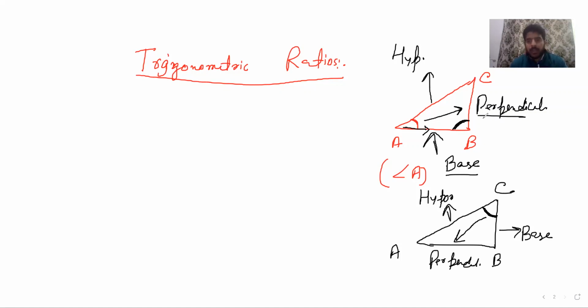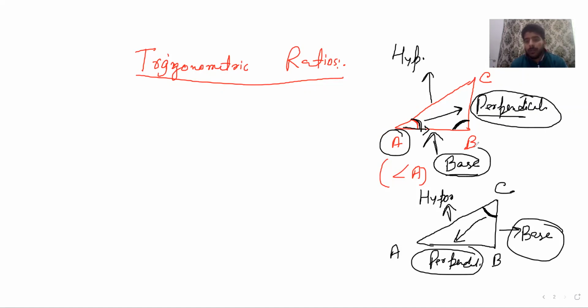So the base and perpendicular are in reference to your reference angle. If your reference angle is C, this side will be your perpendicular and this will be base. And if this is your reference angle, this side will be your perpendicular and this will be your base. So this was about how to choose the reference and how to choose the perpendicular and base concerned to that reference. There are 6 trigonometric ratios.